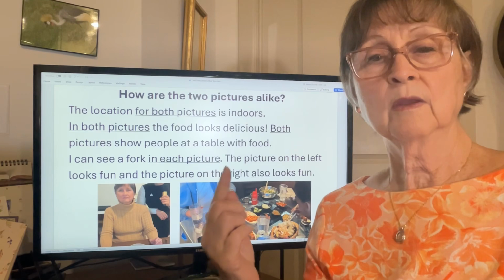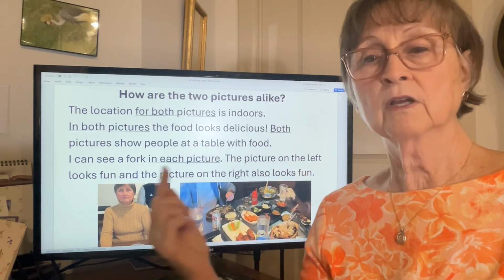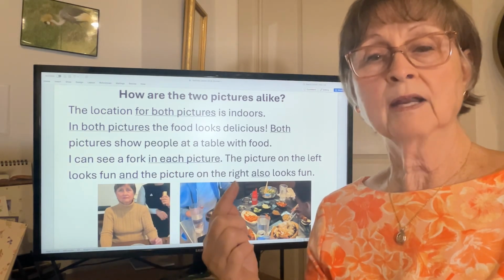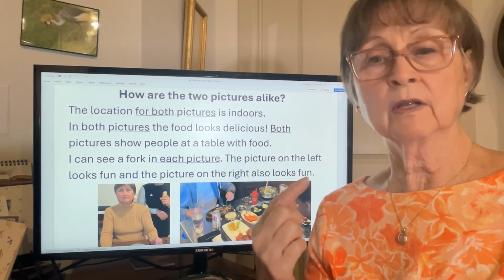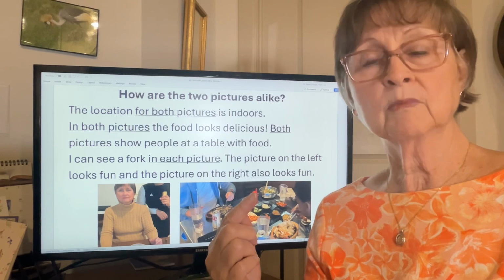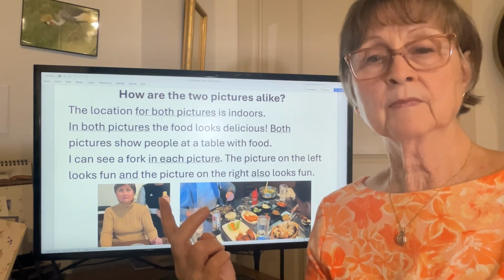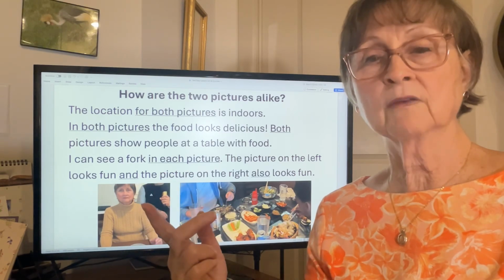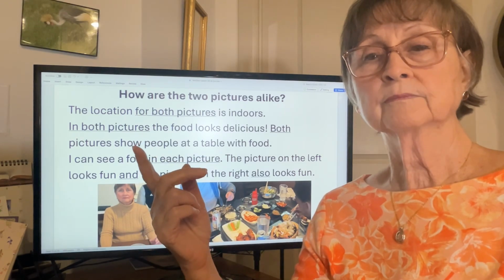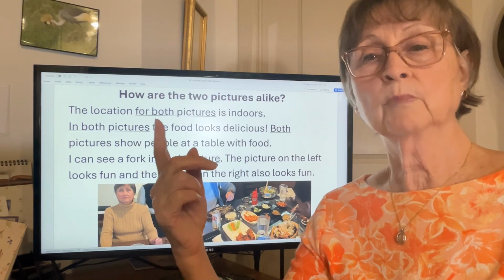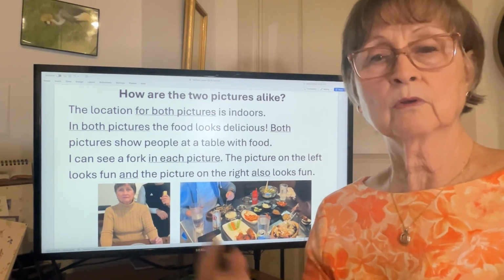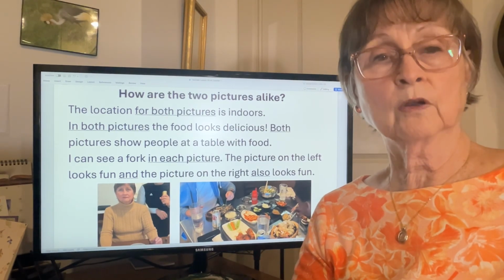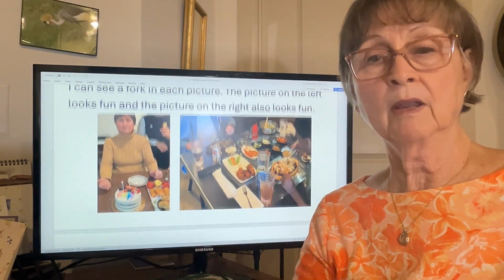Each picture. The picture on the left looks fun, and the picture on the right also looks fun. Each has something, or each have something. And "both" always works. Here's another "both." That is used for comparing. So we're saying how they're alike.